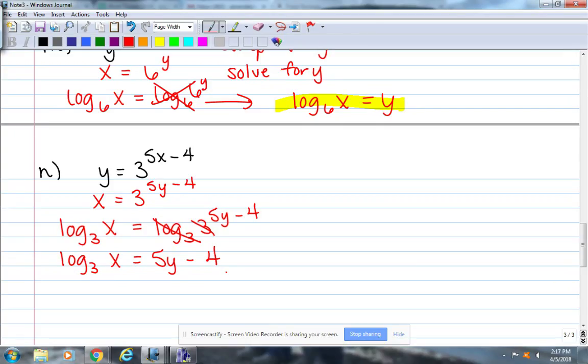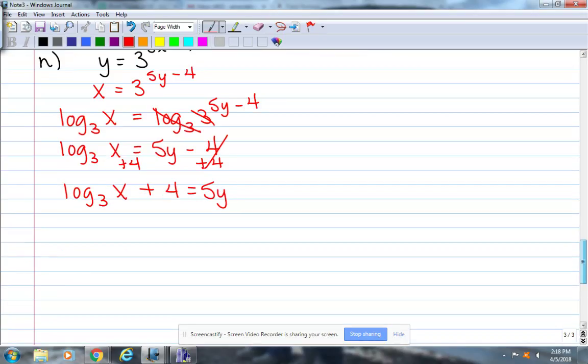Now y'all, add a 4 to the other side. So now we're just simplifying this side to get it to just y, and we do the same thing we've done in Algebra 1, and the same thing we did in junior high to get y by itself. Add the 4 to both sides. Those are not like terms, obviously. So log base 3 of x plus 4 equals 5y. How do you divide the log? You just make it a fraction. So you just put everything over 5.